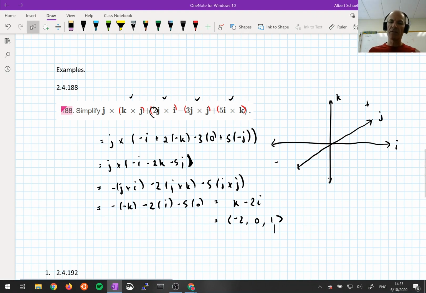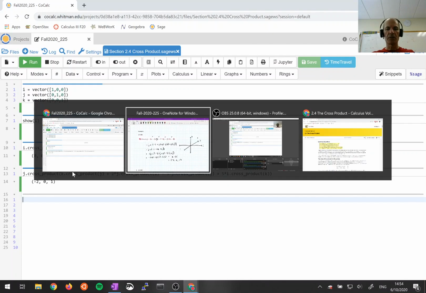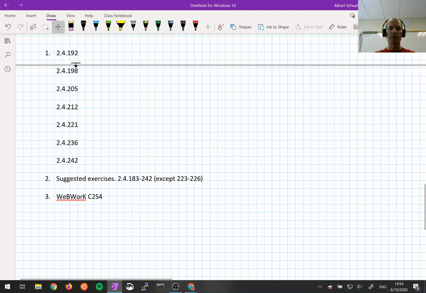So this is a nice, efficient way of checking your work, and not only can it work with explicit vectors with constants, but it can actually work with vectors that have variables in them, and we may talk about that in a little bit. All right, let's go on to the next exercise, problem 192.